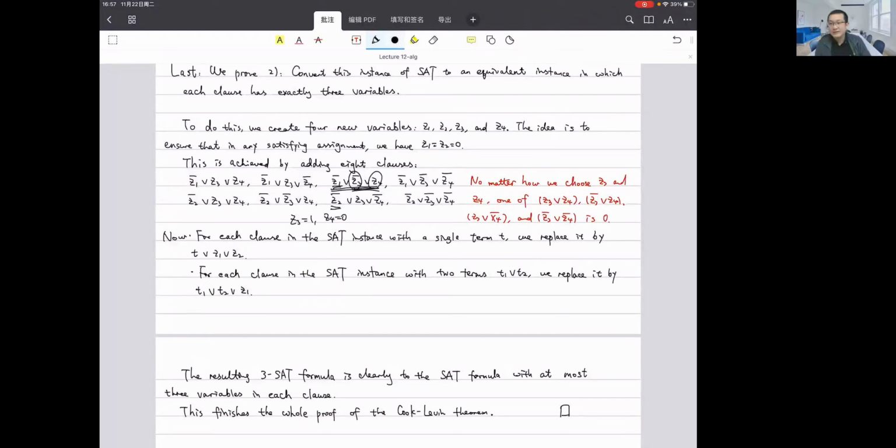So the existence of Z3 and Z4, basically having these 8 clauses, is just to ensure that the values of Z1 and Z2 must be 0. Is this getting more clear to you? They are actually used here. You should have all these 8 clauses enclosed in this construction, but their values are arbitrary.